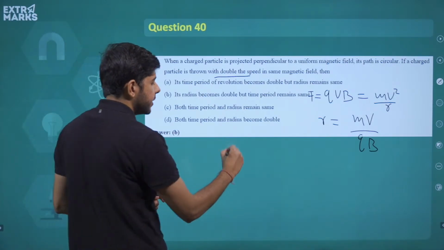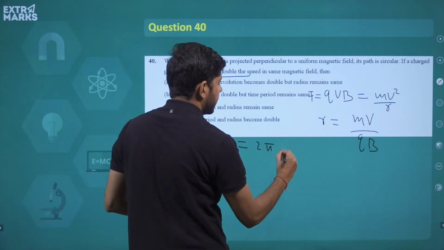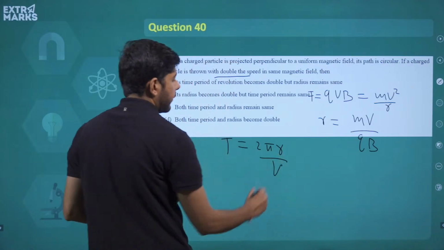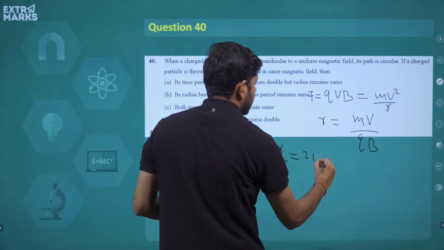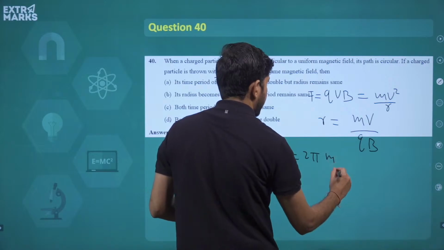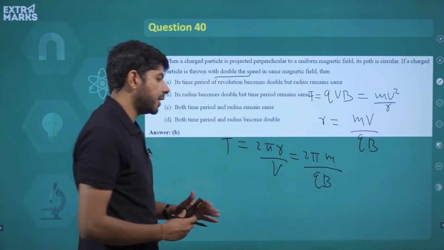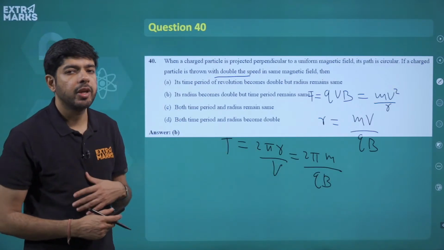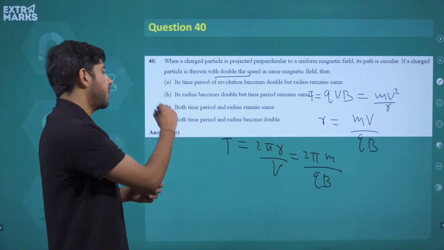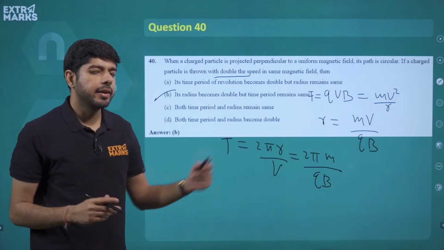So guys, time period is 2 pi r by v. Now if you solve this, 2 pi r, which is mv by qb, divided by v, gives 2 pi m by qb. So it is not dependent on velocity, it will be the same. So that is why time period is the same and radius is doubled. Alright.